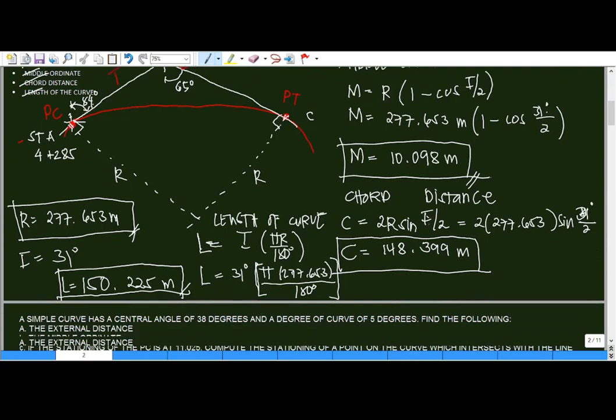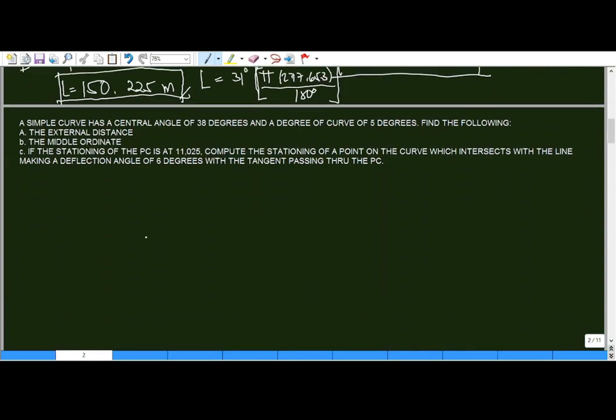Okay? Kindly try to solve this problem still under simple curve. A simple curve has a central angle of 38 degrees and a degree of curve of 5 degrees. Find the following. Kindly wait for further announcement on how and when are you going to submit the solution for this problem. So again, kindly copy this one and solve the unknowns for this problem on simple curve.